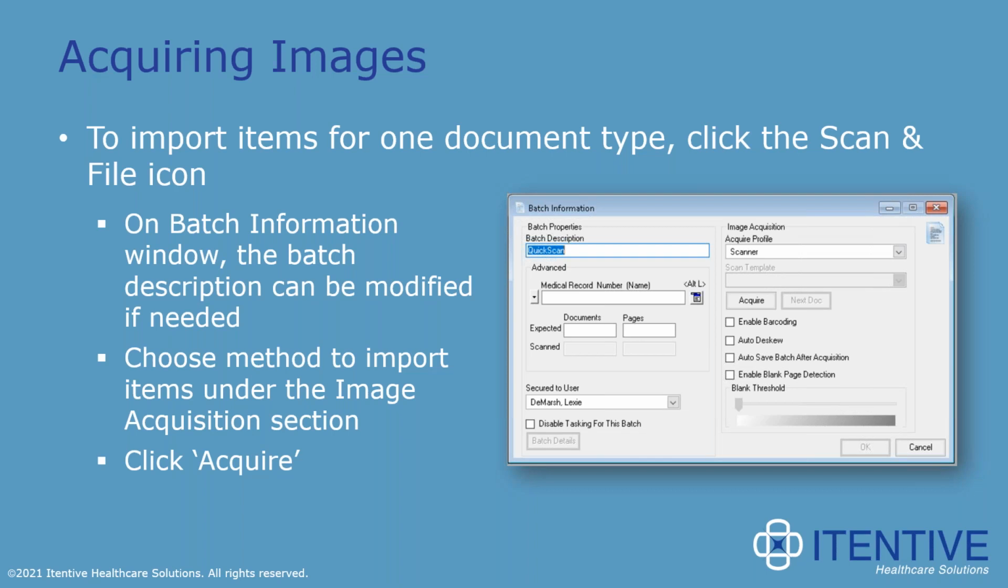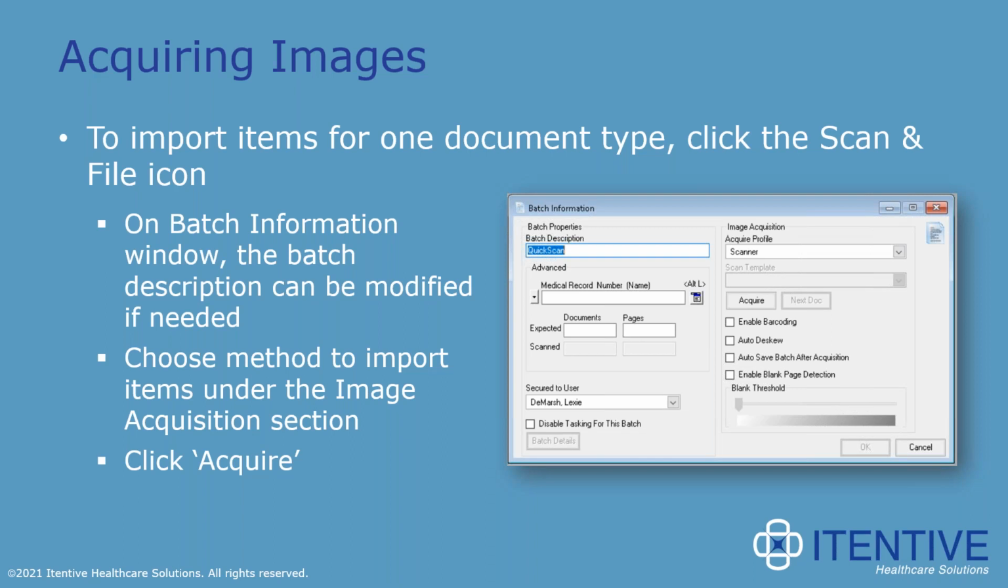So to import items for one document type, as I mentioned, the recommended method would be to use our scan and file icon. Once we've selected that scan and file icon, we'll see on this batch information window that the batch description does default just to quick scan. Again, this is typically used to just be one document type, one patient. You're just scanning that in, going to file it. So you don't necessarily need to name the batch because it won't stick around after you're done filing, but you do have the ability to rename that if you'd like to.